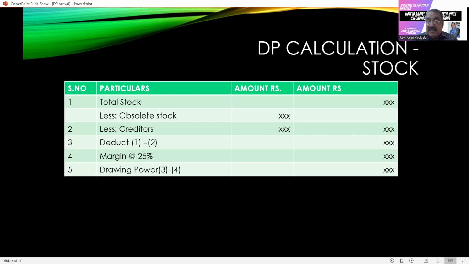So total stock, less obsolete stock, less creditor stock, less LC stock, less debt stock, that is called the paid stock. From the paid stock, deduct the margin. Then you can arrive at the drawing power with reference to stock.